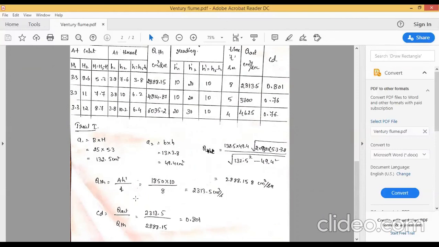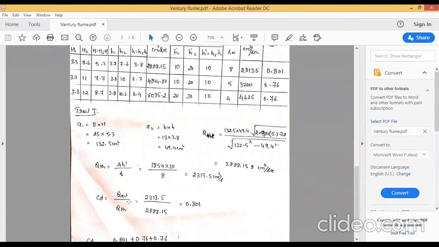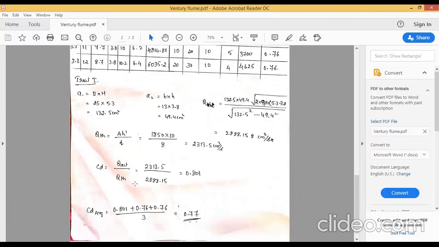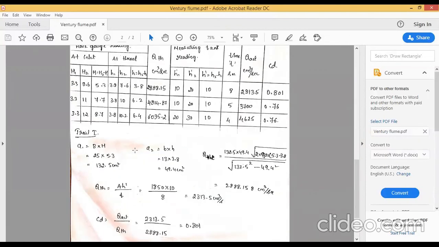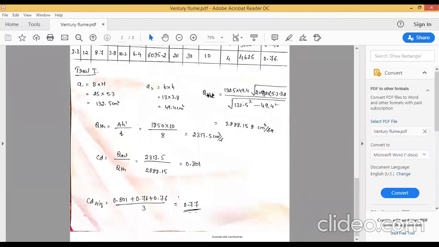So find the CD value. CD is equal to Q actual by Q theoretical. It is 2313.5 by 2880.15, and you will get 0.801. So write it here. Similarly, repeat the same calculations for all the trials and find the average CD value, the coefficient of discharge. For this average CD value, you will get 0.77.